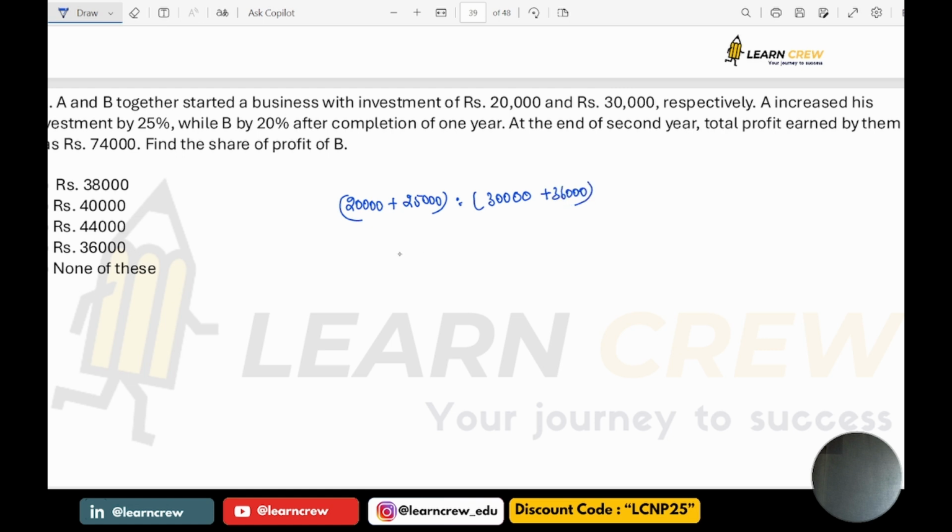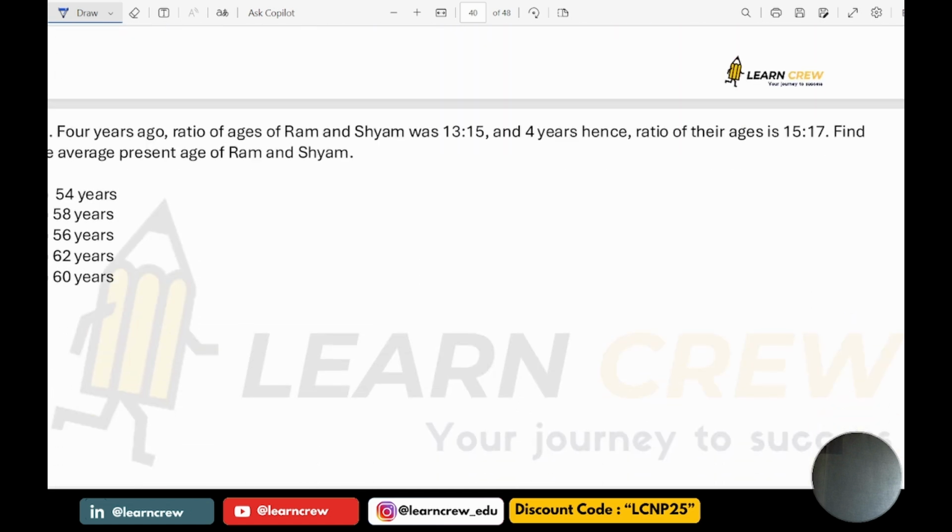Thereby, it would be 45 is to 66, which is 315 to 320. So what is the profit share of B? 22 by 37 into 74,000. So what is the answer here? The answer will be 44,000. 44,000 is the answer.